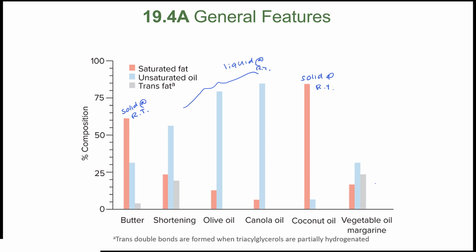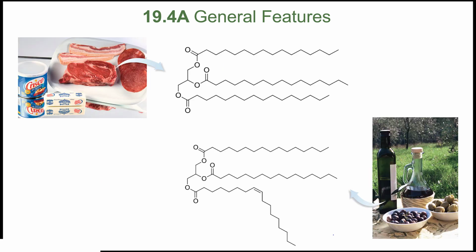And then we have vegetable oil margarine, which is the stuff that's like, I can't believe it's not butter. It's made up of all of the different types of fats. And that one contains also trans fats, which are not healthy fats. And these are formed when triacylglycerols are partially hydrogenated. So they've gone and reduced some of the double bonds to make them more like saturated fats. More saturated fats come from animals.